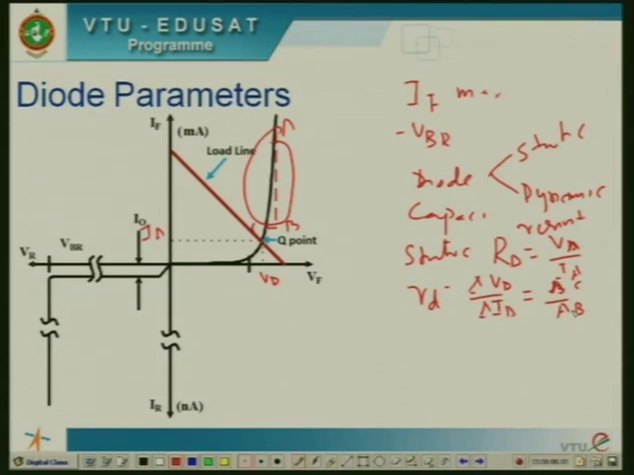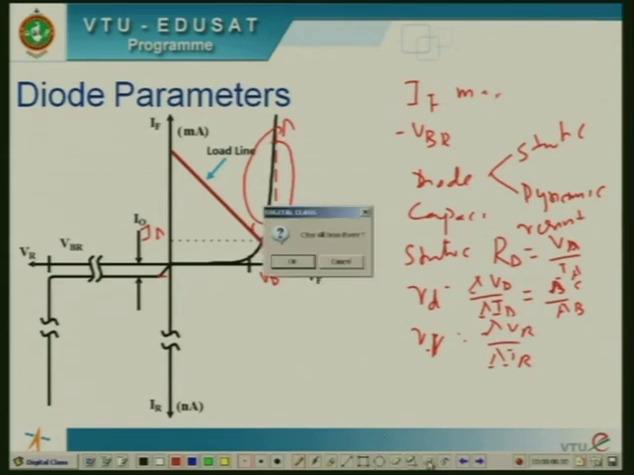If you measure the dynamic resistance with respect to the forward current, it is denoted r_F. In the reverse biased condition, the dynamic resistance is obtained using this region. The change in voltage with respect to current is denoted r_R, and it is given by delta V_R by delta I_R. This is the graphical analysis of the diode parameters.